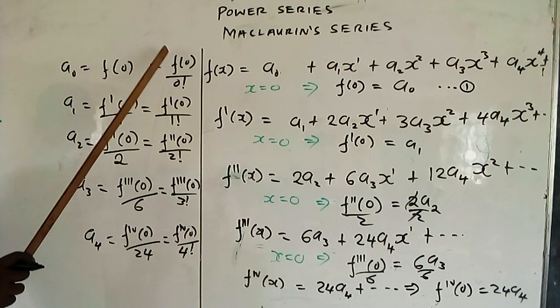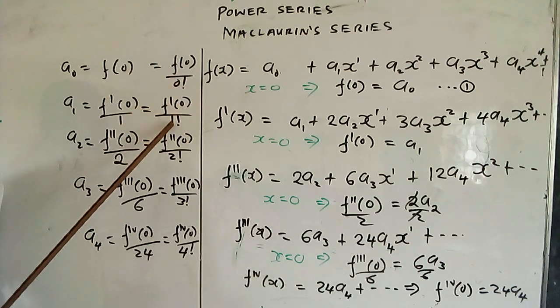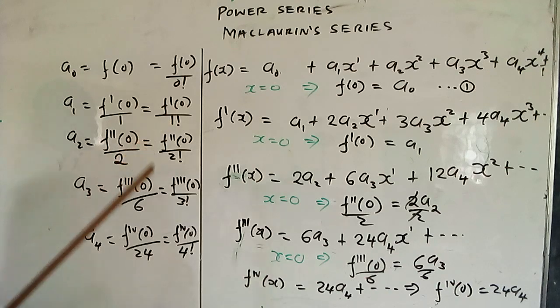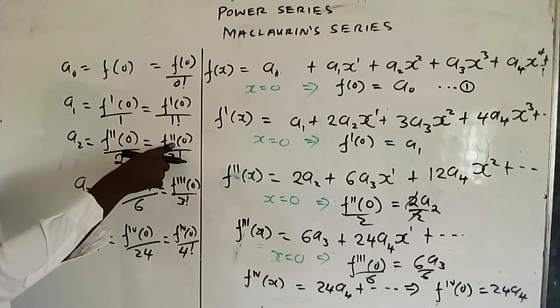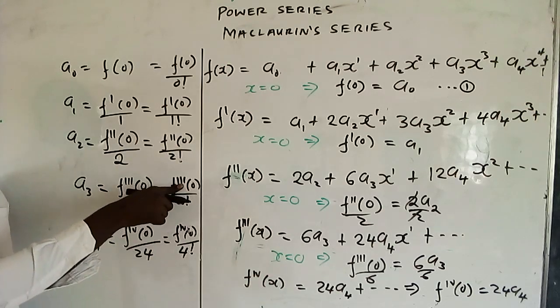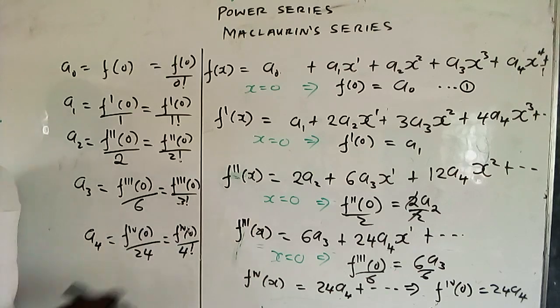So it means when you don't have a derivative, it is over 0 factorial. If you differentiate it for the first time, it means you only have 1 factorial. Are you seeing? When you have 2 factorial, meaning you differentiated for the second time. When you have 3 factorial, it means you differentiated it for the third time. Are you seeing that? When you have 4 factorial, it means you differentiate for the fourth time.